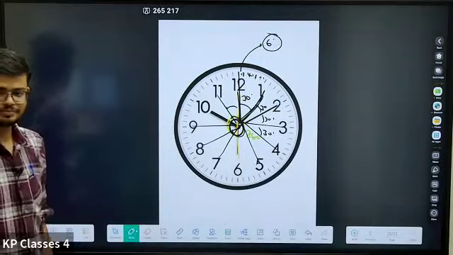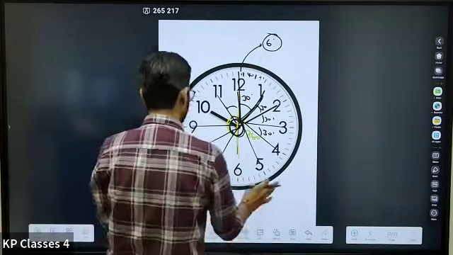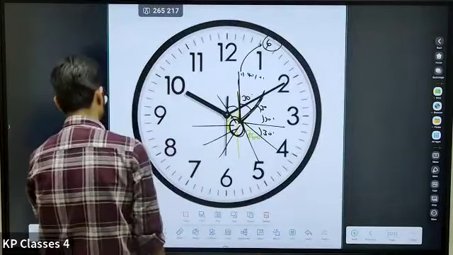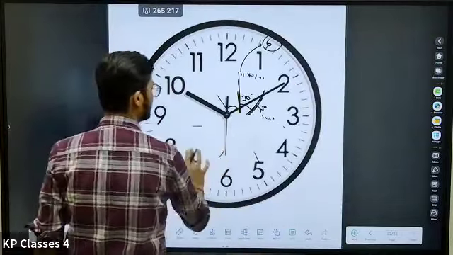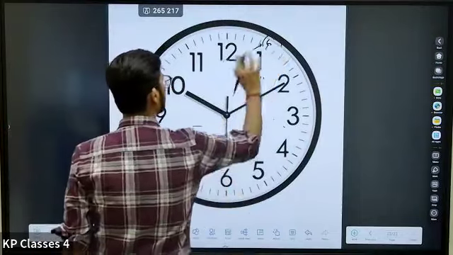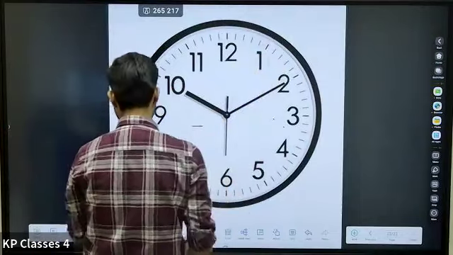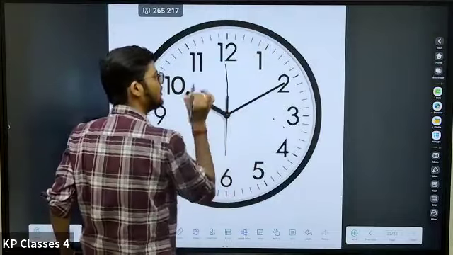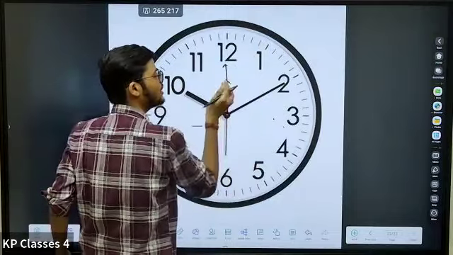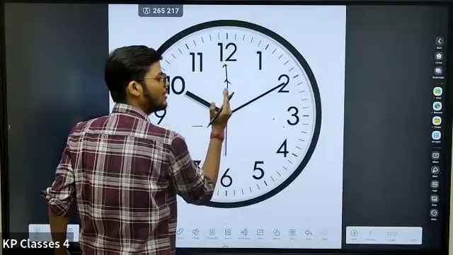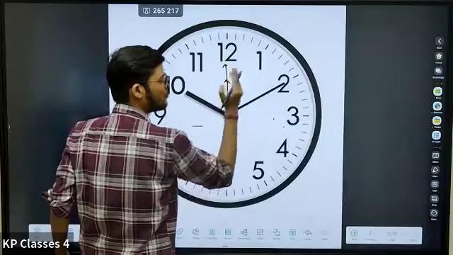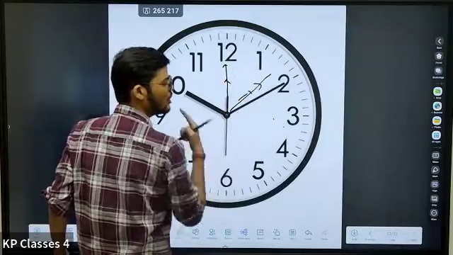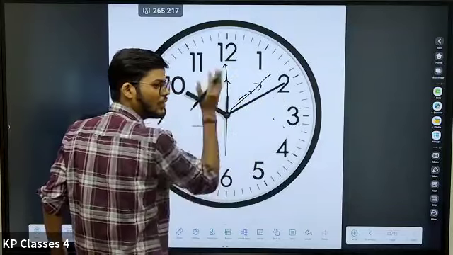Now when I am saying how many times the hands of the clock will be making an angle of 0 degree, let's understand that. Exactly at 12, what will be happening? The minute hand and the hour hand will be exactly at 12 o'clock. Now between 12 and 1, they will not coincide. Between 1 and 2, you'll find a time when the minute hand and hour hand are overlapping.